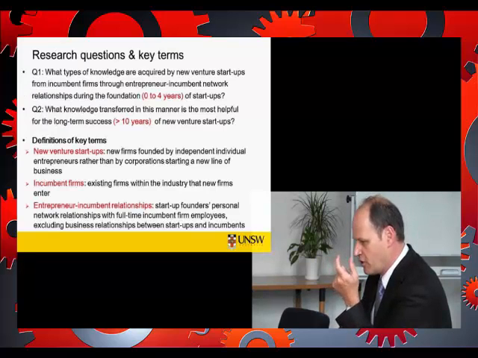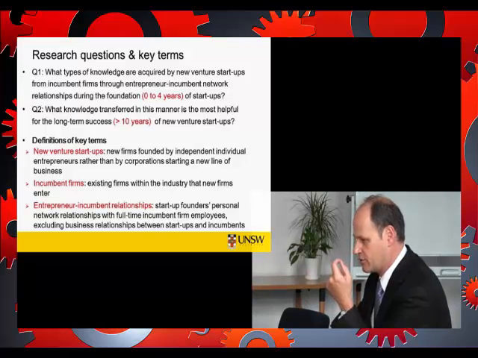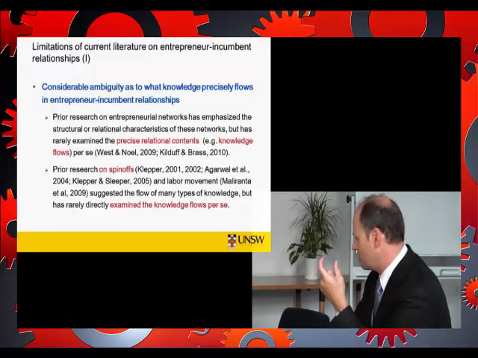Incumbent firms are an essential source of knowledge, and knowledge gained through entrepreneurial relationships is more likely to be unique. Everyone can read the papers in the literature, but unique knowledge is more likely to come from network ties than from reading the literature. But there's considerable ambiguity in the literature as to what the precise knowledge flows are.